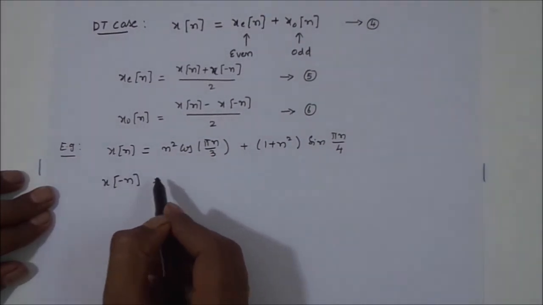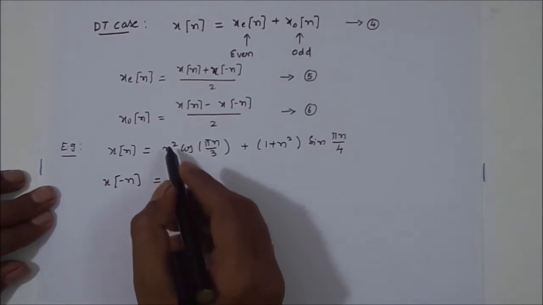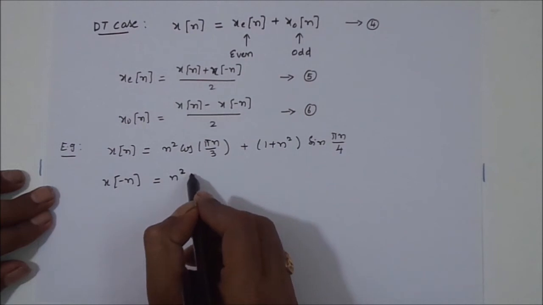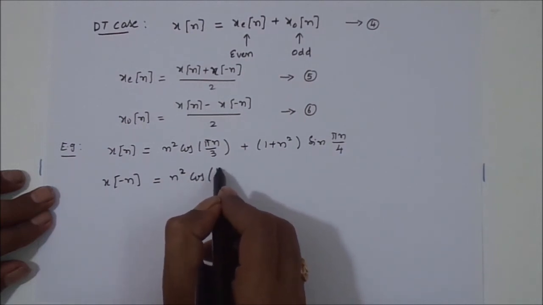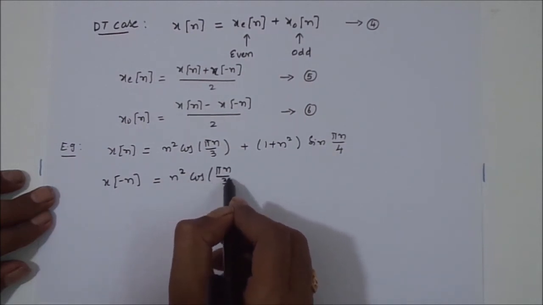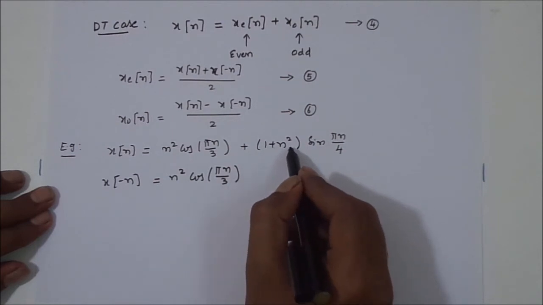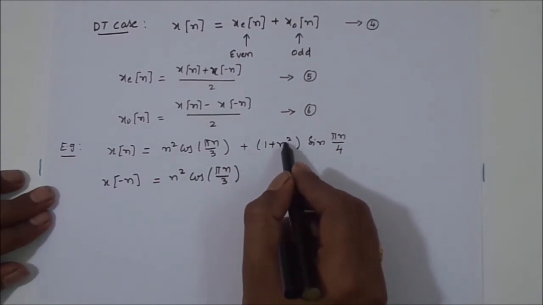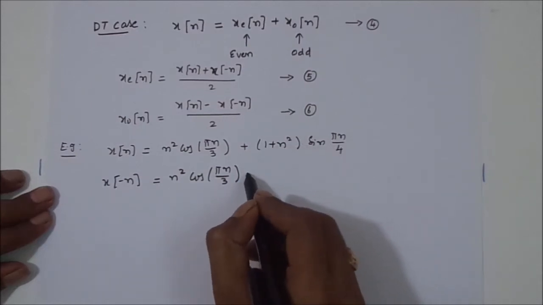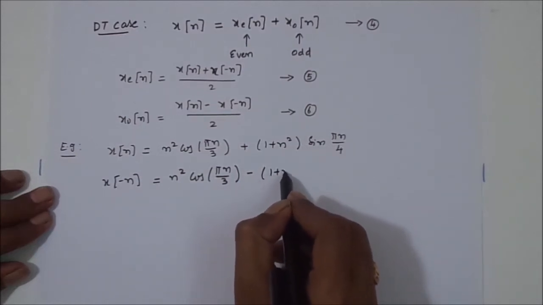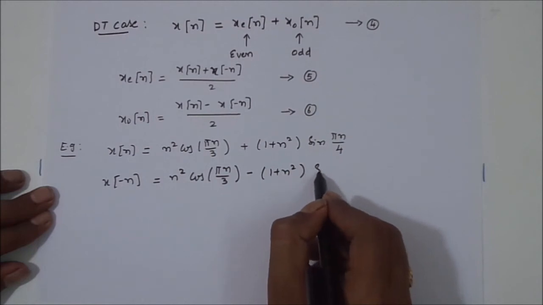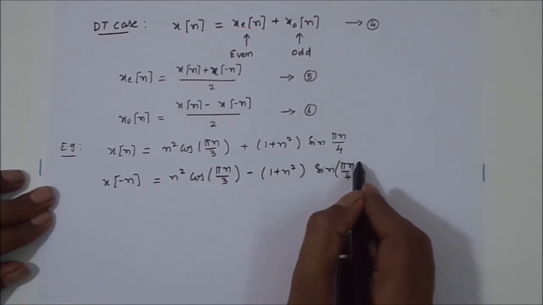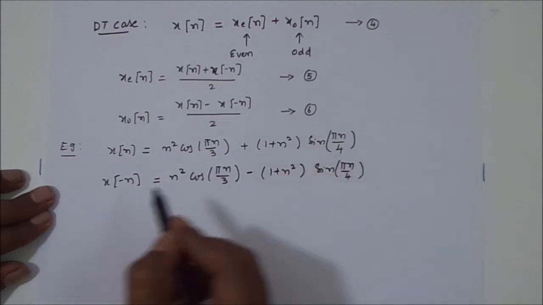So what will be our x of minus n? Wherever there is n, I replace it with minus n. Obviously, I'll get n square into cos of pi n by 3, and here if I put minus n, 1 plus minus n whole square is 1 plus n square, into sine of minus pi n by 4, so obviously I'll get minus 1 plus n square into sine pi n by 4.